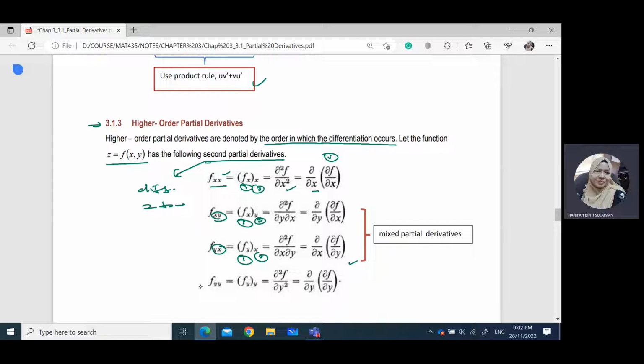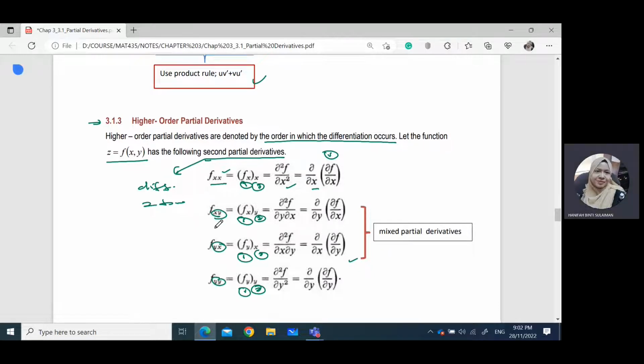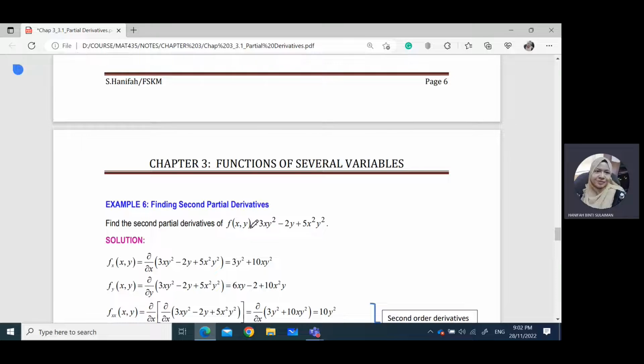And the last one, we differentiate respect to y. So means that for the first order, we differentiate respect to y, and the second order, we differentiate respect to y again. So this one is a second order partial derivative respect to y. Okay. Alright, so let's look at this example 6.